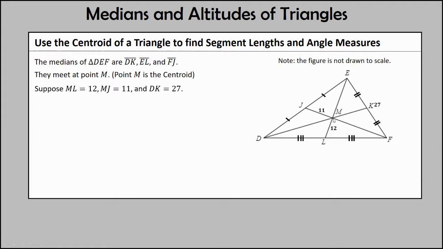2 parts go here, 1 part goes there. So when I take this 27, I'm going to divide it by 3 to figure out DM and MK. I'm going to show you that right now because the first question is find DM. So how far is it from D to M? Mentally, if I take 27 divided by 3, I get 9. DM is 2 times 9.